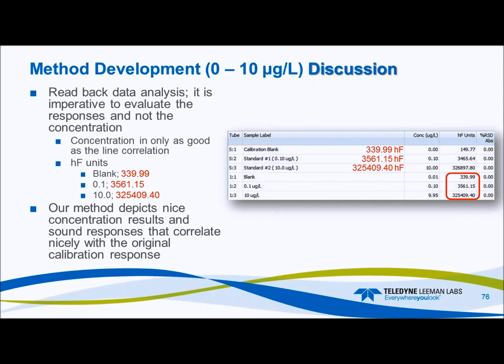So then let's look at the readbacks. The blank was 339, and 149 was the original. The 1.1 came back at 3,561. The original was 3,465. That's good, for the calibration. And the 10 came in at 325,000 versus 326,000. So that tells me, again, the system is functioning properly. It's given me the response back that I indicated. So yes, the correlation is probably valid, and the system's in control, and we should be able to use this as a method.